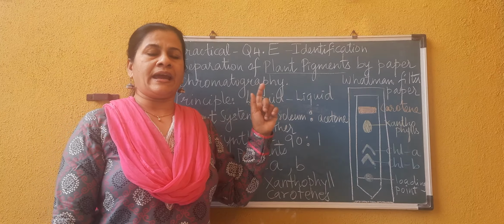These include chlorophylls like chlorophyll A and B, and carotenoids like xanthophyll and carotenes. Chlorophyll A is bluish green while chlorophyll B is yellowish green, while carotenes are orange in color and xanthophylls are yellow in color.